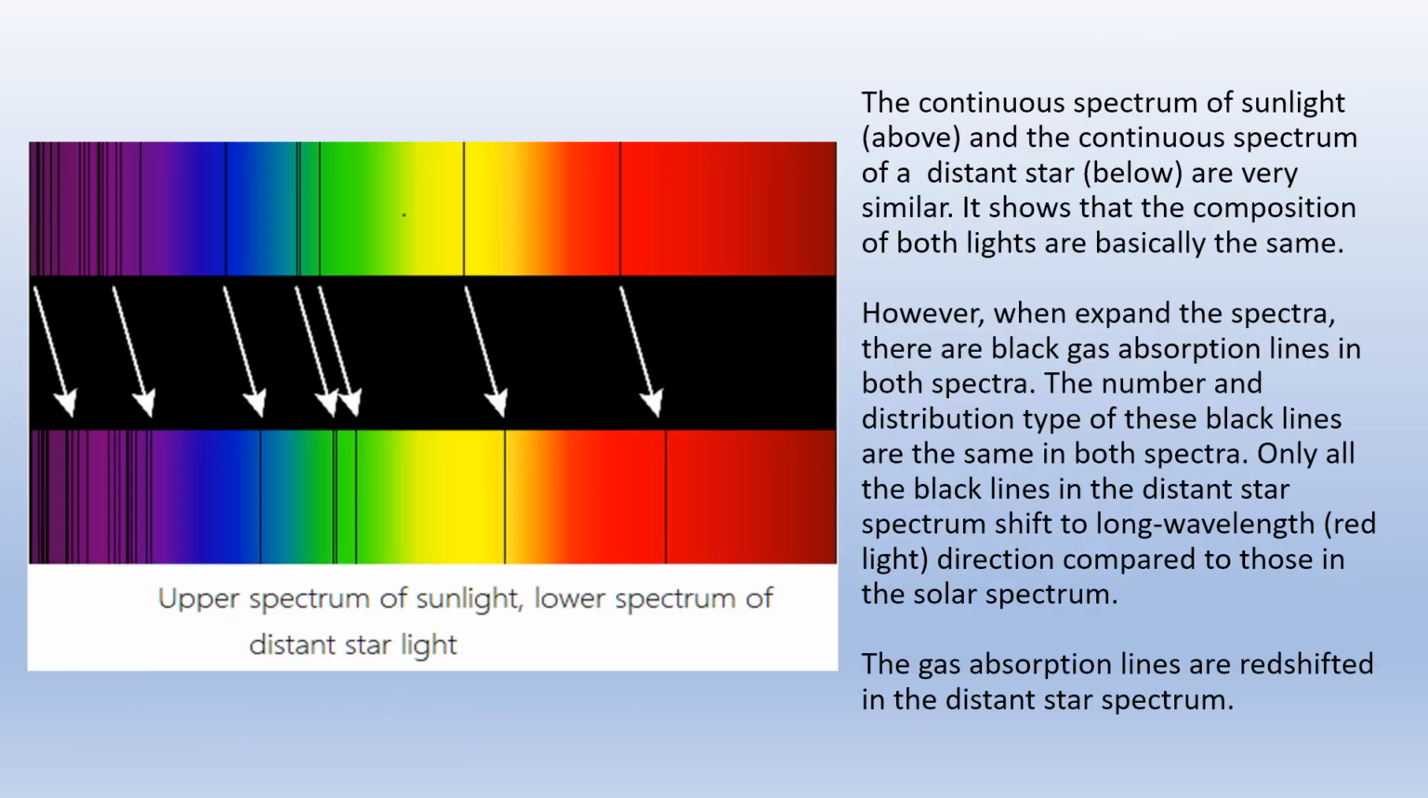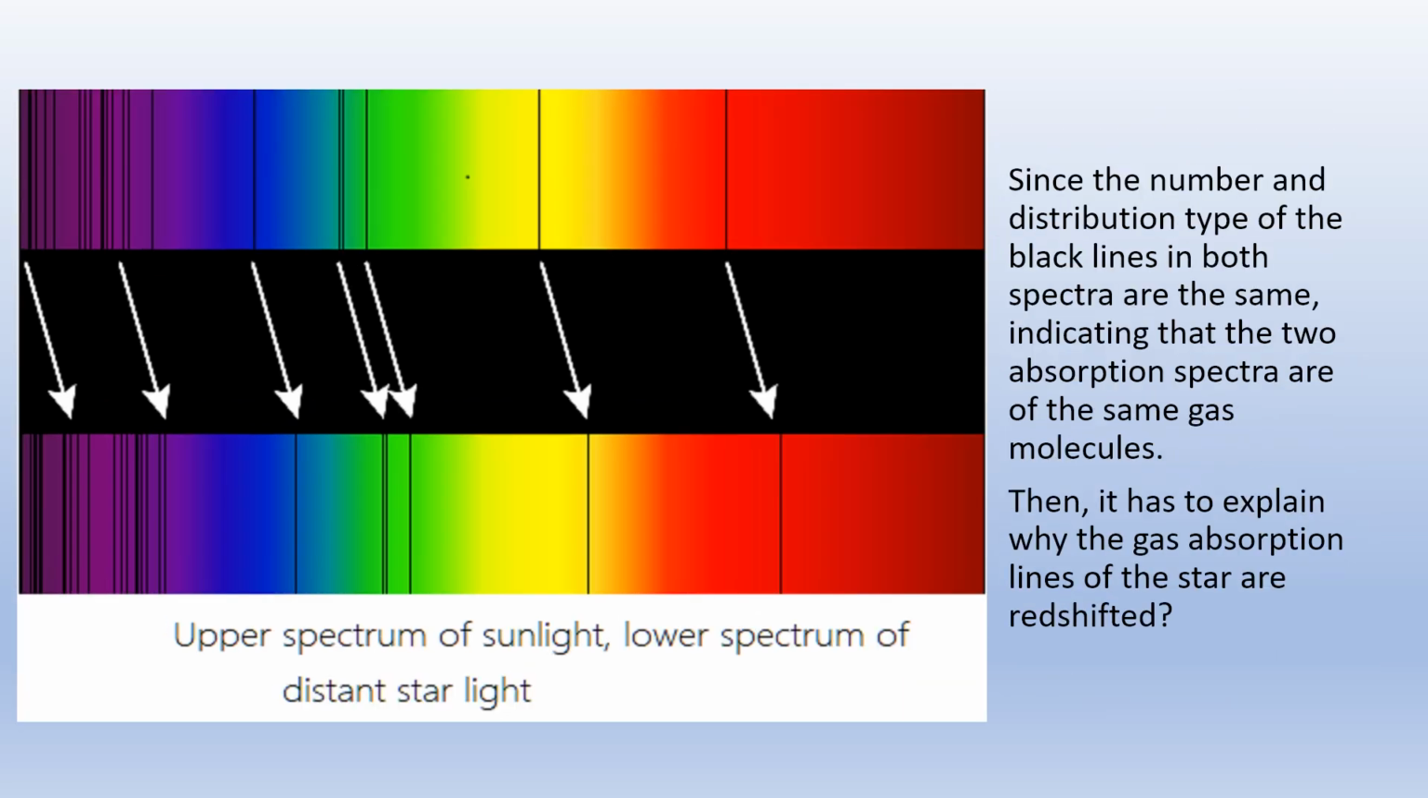The continuous spectrum of sunlight and the continuous spectrum of a distant star are very similar. It shows that the composition of both lights is basically the same. However, when the spectra are expanded, there are black gas absorption lines in both spectra. The number and distribution type of these black lines are the same in both spectra. Only all the black lines in the distant star spectrum shift to the long wavelength direction compared to those in the solar spectrum. The gas absorption lines are redshifted in the distant star spectrum.